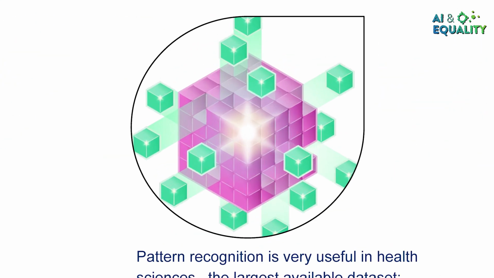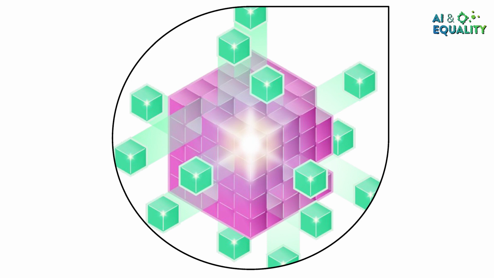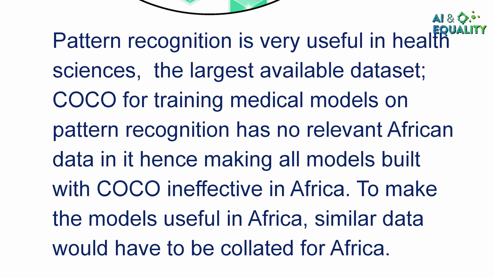The second example that I give is the example of pattern recognition. The only data set that is currently available as far as pattern recognition is concerned is the COCO data set. And what was realized is that when it comes to pattern recognition, most of the data that was used is for situations of people in the global north. And so if you were trying to use this data set for situations in Africa, you were going to be getting results that are not very, very accurate.